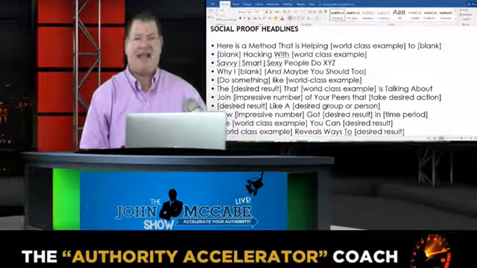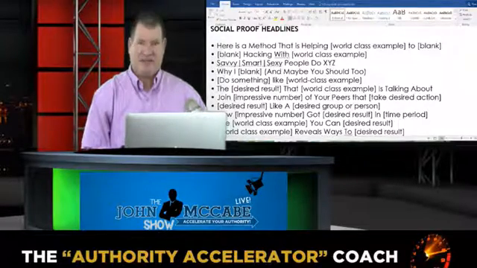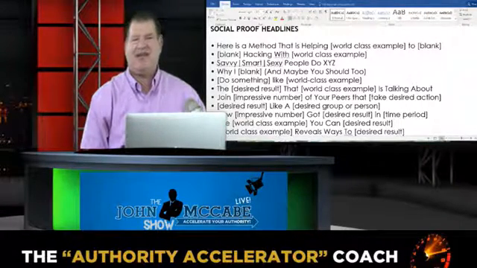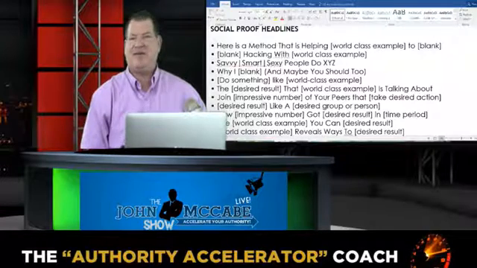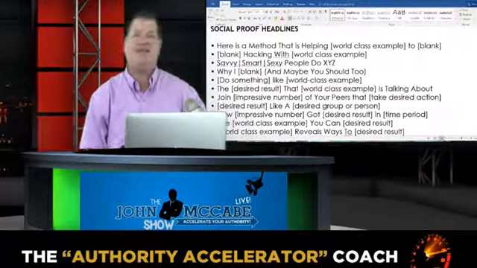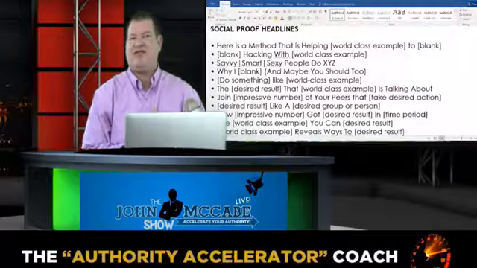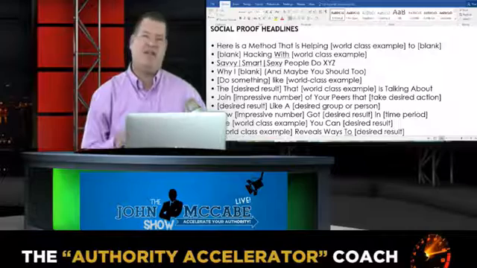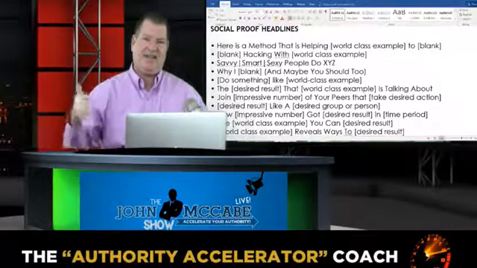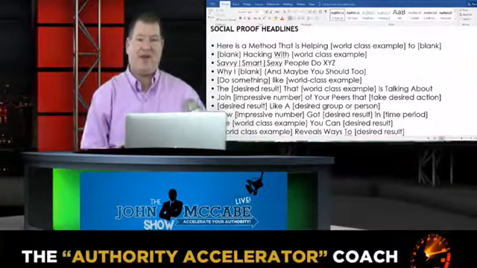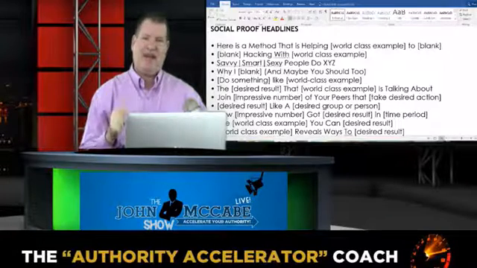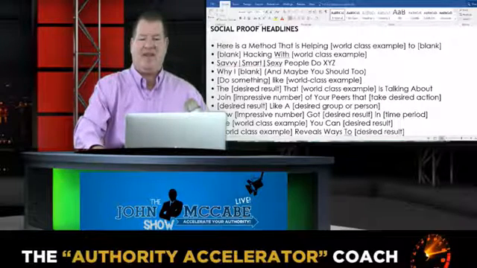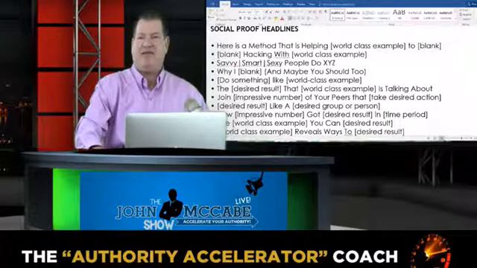So another one is, at last, the secret to desired outcome is revealed. So, at last, the secret to selling your home fast is revealed. That's a great headline. Selling your home quickly is the desired result that somebody wants, so it's easy to create an ad talking about selling your home quickly. Those are just some of the headlines that you have available.